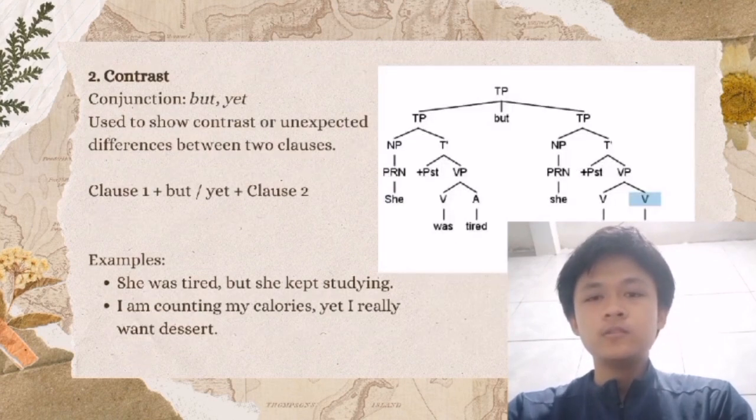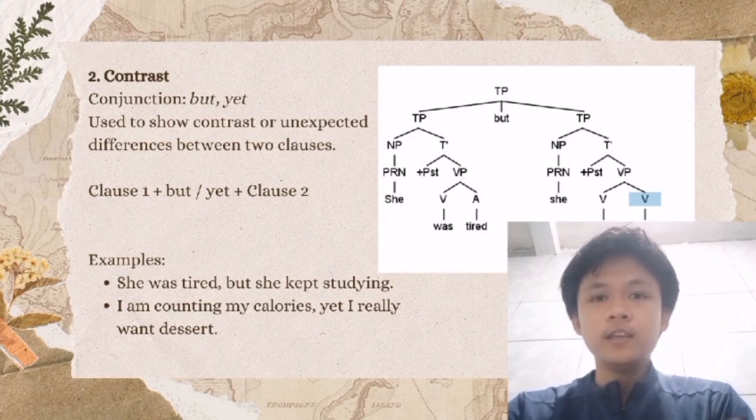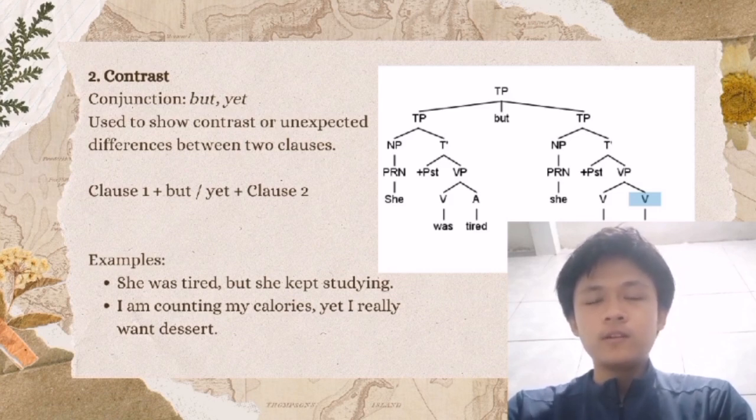The second relationship is contrast, expressed by the conjunctions but and yet. These conjunctions indicate that the second clause contrasts with the expectation created by the first clause. For example, she was tired, but she kept studying. Here, the first clause suggests a condition that usually leads to rest, but the second clause shows the opposite action.